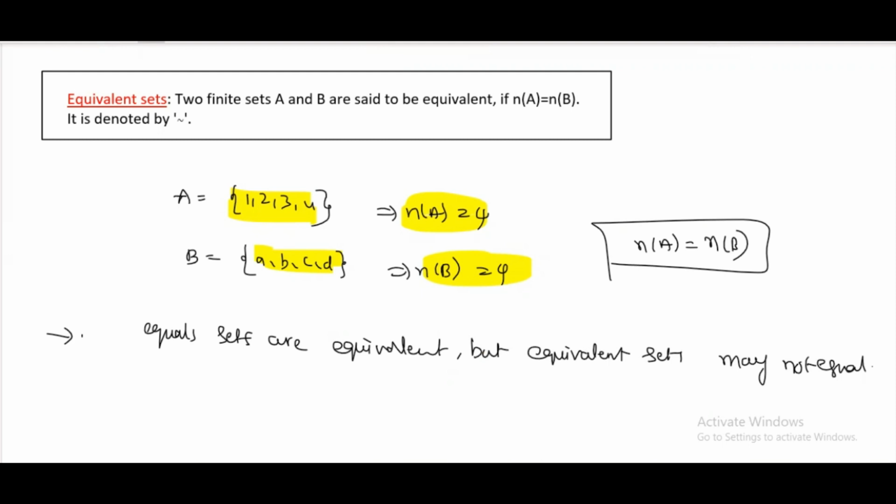Generally equivalent sets are denoted with this symbol. If A and B are two sets and they are equivalent, we can say that A is equivalent to B. This is the way we represent equivalent sets.